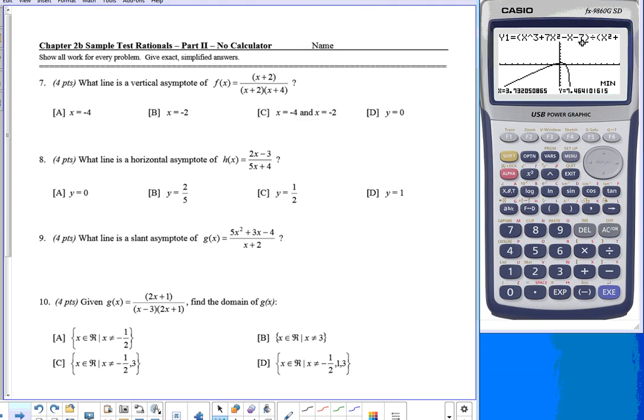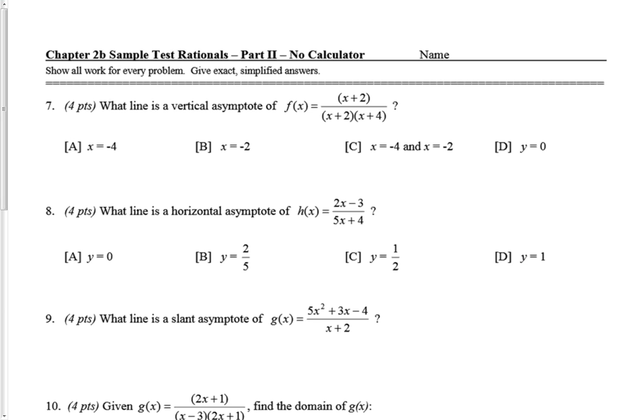We're now on the no calculator part of the test. So I put that away. It says what line is a vertical asymptote of f of x right here? And I know that this factor is going to reduce out and make a hole. So the vertical asymptote comes from any factors on the denominator that do not reduce out. And I have x equals -4, which was answer choice A.